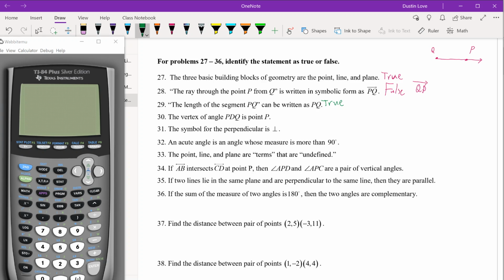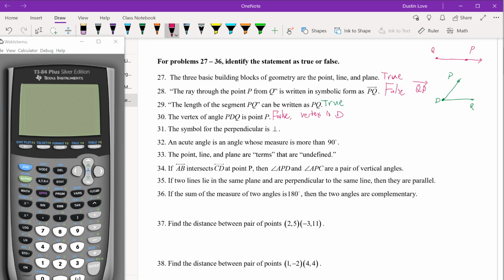All right, the vertex of angle PDQ is point P. Well, remember the middle point, or the middle point that's labeled, is always going to be the vertex. So this should actually be PDQ, and the vertex is point D. So this one is false because the vertex is D.